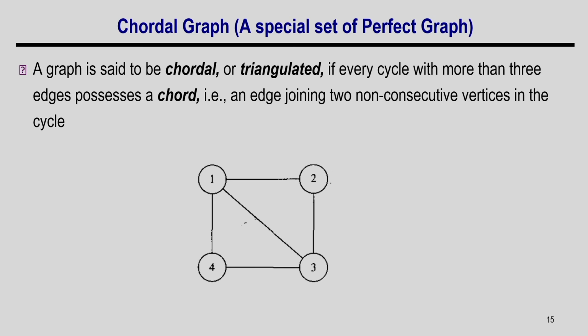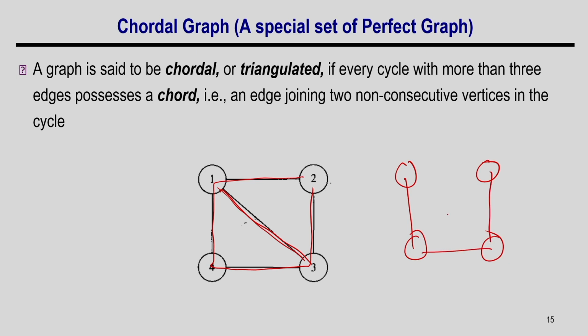Now, we will come to another kind of graph which is called a chordal graph, and this is a subset of perfect graph. A chordal graph is a graph where if you consider a cycle of size 4, that means you have at least 4 edges in them, then you should have a chord. So, this is a chordal graph, because it has only one cycle and the cycle has a chord. So, this graph is not a chordal graph.